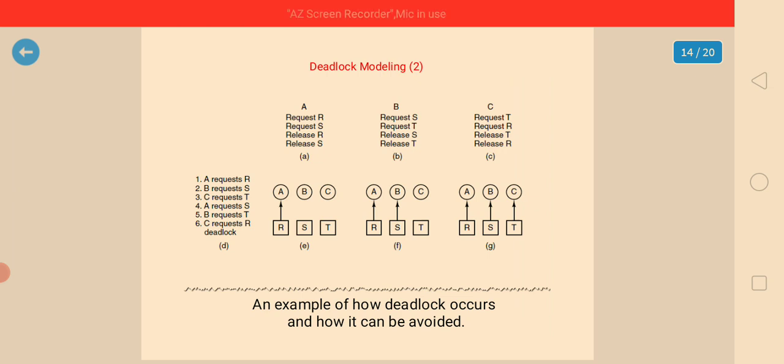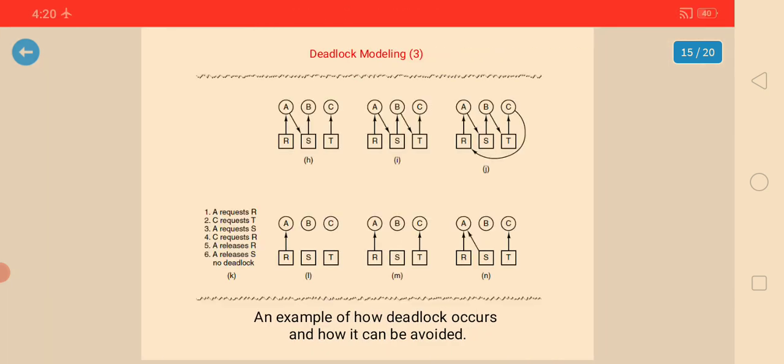So here one more deadlock modeling example is given. The number of requests and the number of resources are shown here, along with how requests and releases happen. Here R is holding A. In the next diagram, R and S are holding different resources, and in the third diagram R, S, and T are requesting different resources. Third one, deadlock modeling.